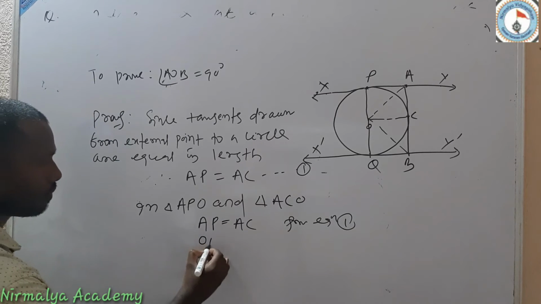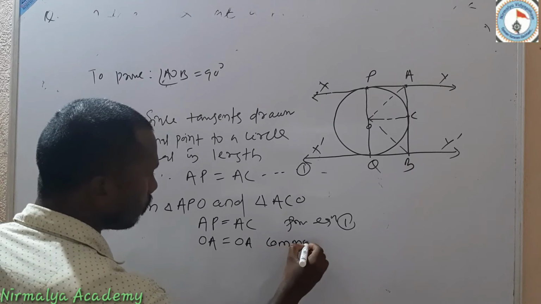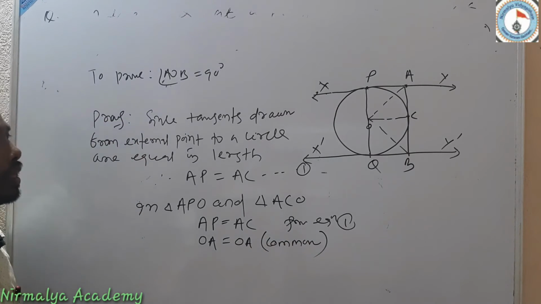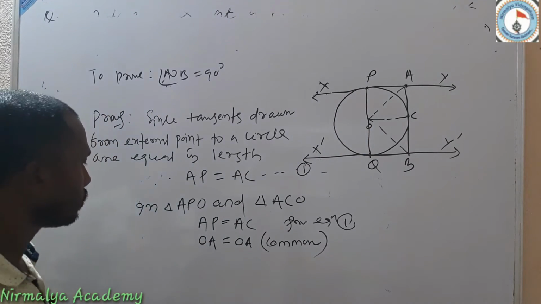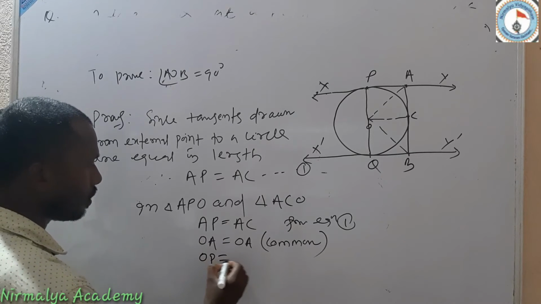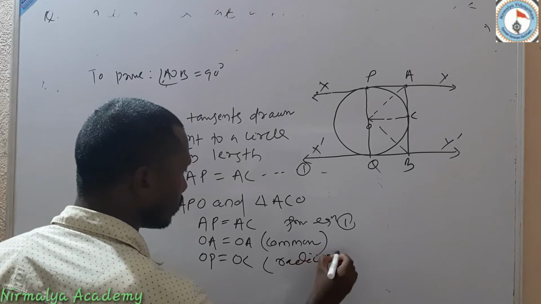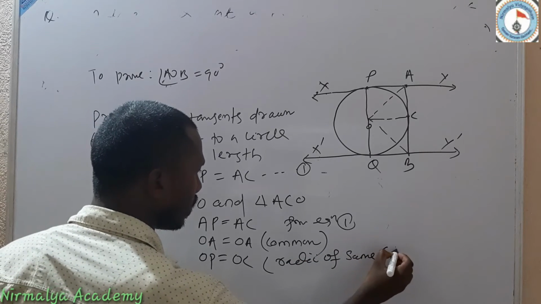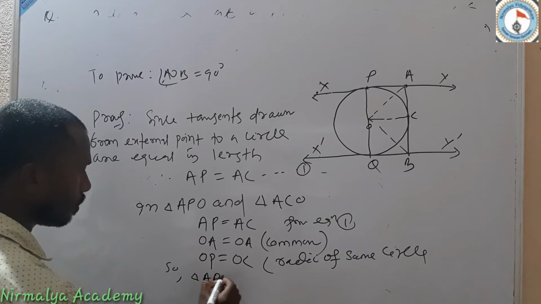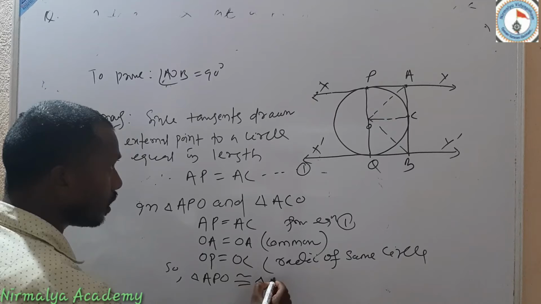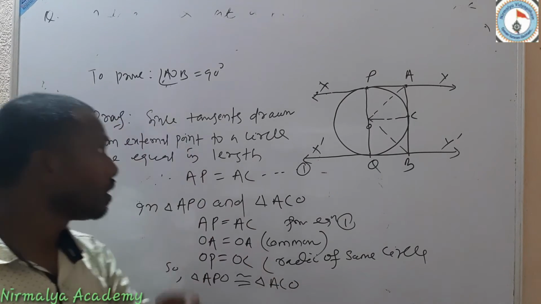Next, OA is common for both the triangles. OA equal OA. It is the common side for both the triangles. Next, OP equal OC, radii of the same circle. OP and OC are equal only because they are the radii of the same circle. So triangle APO is congruent to triangle ACO. So that's why these two triangles are congruent.